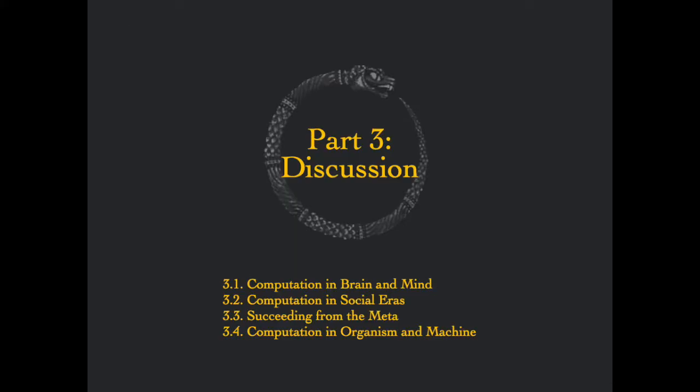Part 3, discussion. So there are 4 sections here that I'm going to go through. The first is on computation in brain and mind. The second will be computation in social eras. The third will be succeeding from the meta. And then finally, computation in organism and machine.